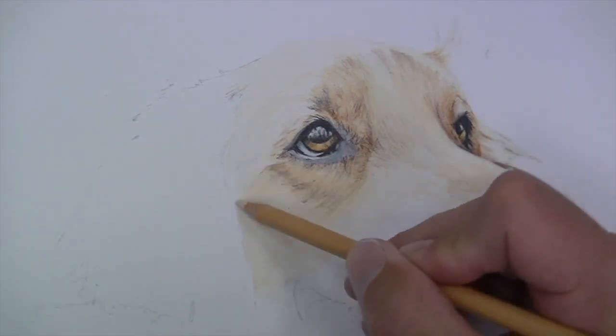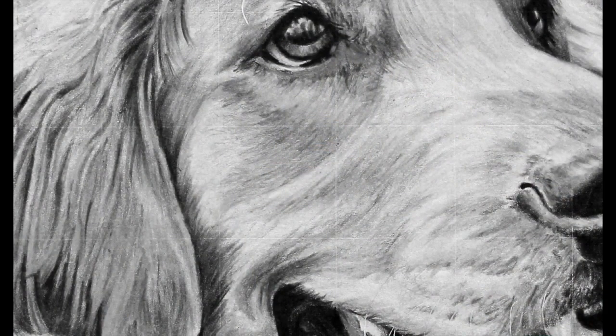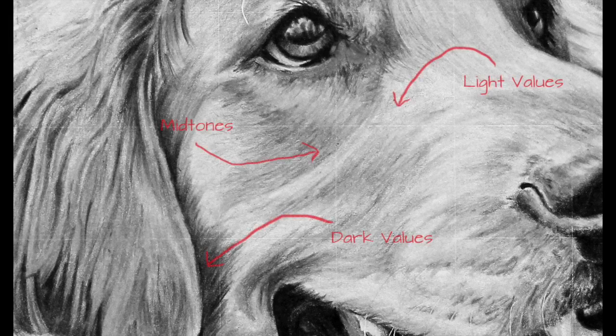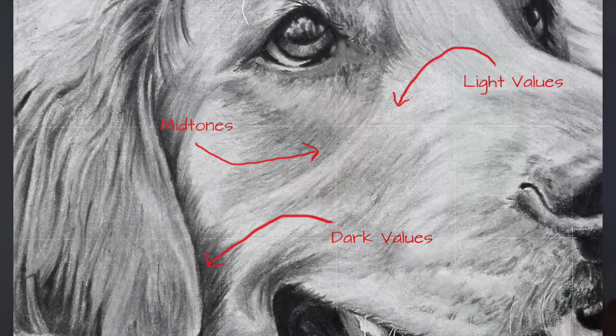And speaking of changes in value, remember the texture is all about the value. So as we work, we need to make sure that we're aware that we're creating light values, midtones, and dark values. And we're creating the contrast that's necessary to create the illusion of texture.